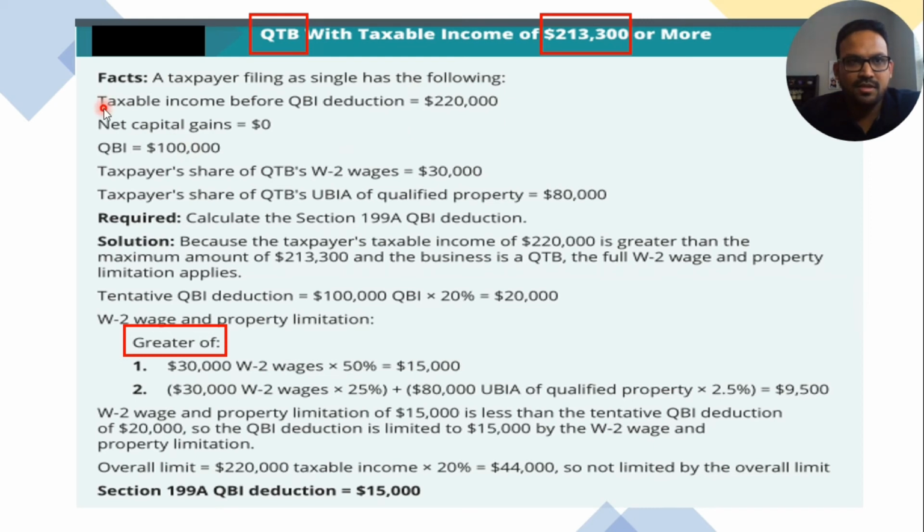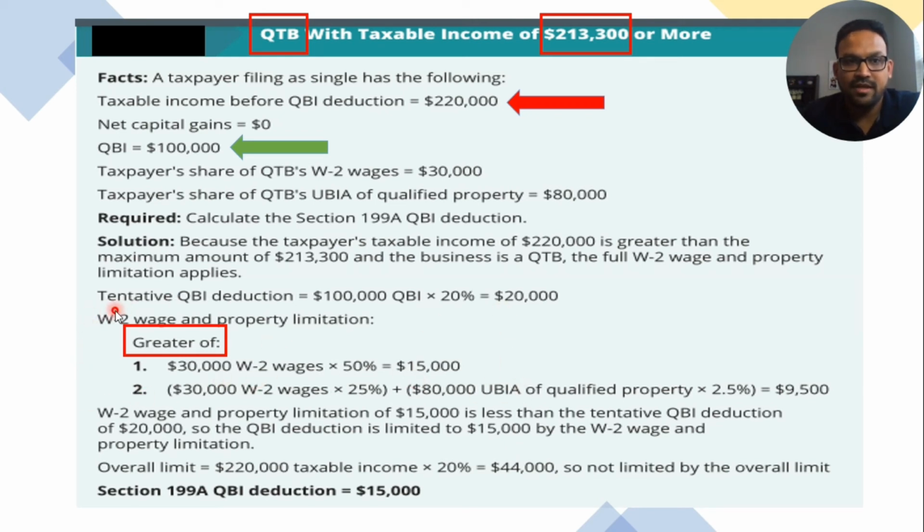If you see here, the taxable income before QBI is 220,000, your net capital gain is 0, QBI is 100,000, the taxpayer's share of W2 wages is 30,000, and property is 80,000. Calculate the QBI deduction. As you remember, this is in the last category where income is more than 213,300, which is here 220,000. So your full W2 wage limitation will apply. So we will calculate the W2 wage limitation here.